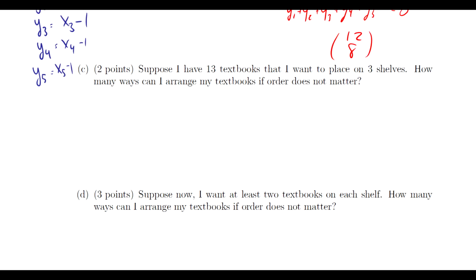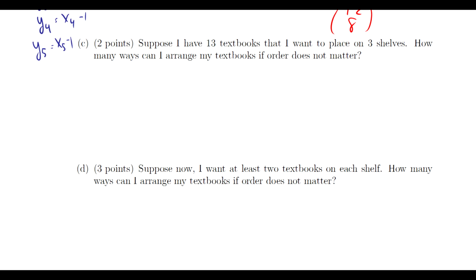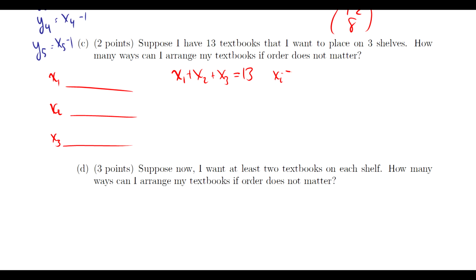Okay, C and D are the exact same questions with different numbers. So suppose I have 13 textbooks that I want to place on 3 shelves. So we have shelf 1, 2, and 3. How many ways can I arrange my textbooks if order does not matter? Okay, well these shelves are pretty much x1, x2, and x3. And these have to total to 13 textbooks. So x1 plus x2 plus x3 is equal to 13. There's no restrictions, so our x's are greater or equal to 0. So this is the same as saying 15 choose 13 by combinations with repetition.